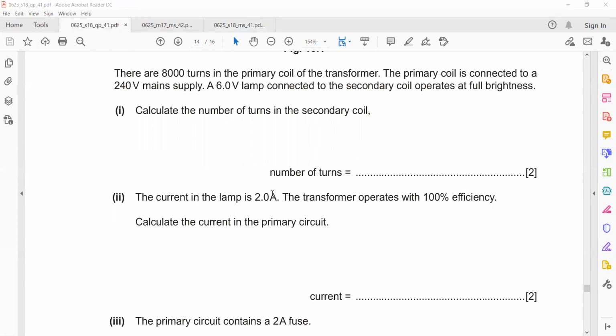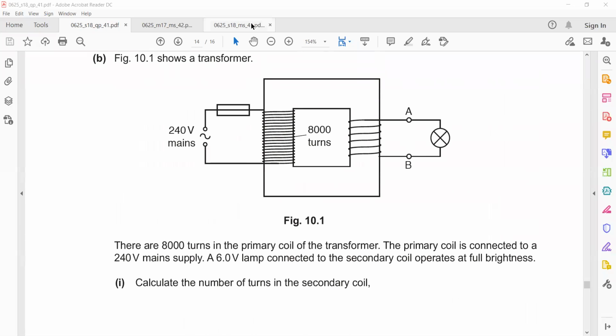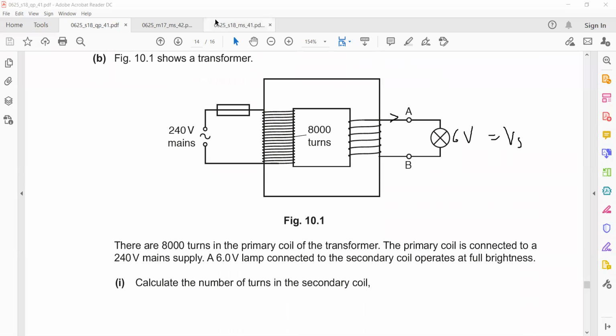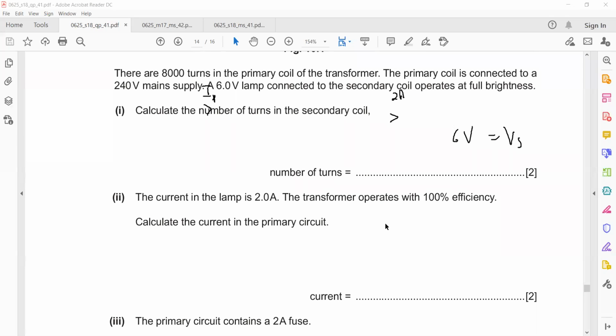The current in the lamp is 2 ampere. The transformer operates with 100% efficiency. Calculate the current in the primary. We know the output voltage is 6, that's given, so VS is given. And the current in the lamp is also given in this part, 2 ampere. So we need the current in the primary. They mentioned the transformer is 100% efficient, so it means the power input and power output will be the same.